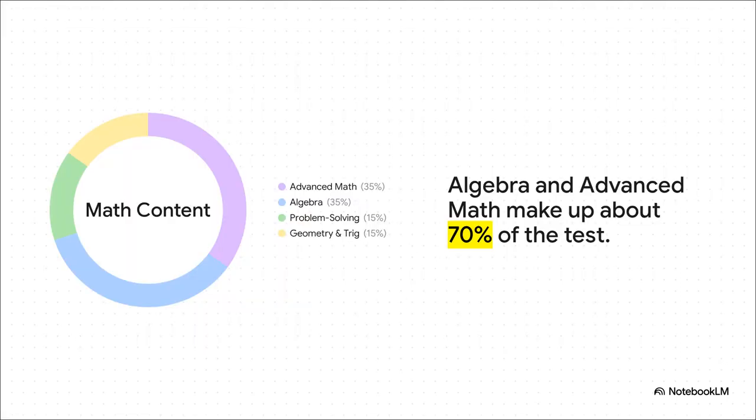So you might be asking, where should I even start studying? Well, the test gives you a huge clue. It is overwhelmingly about algebra and something the College Board calls advanced math. You know, stuff like functions and quadratics. Together, those two things make up a whopping 70% of the questions you'll see. The other 30% is a mix of geometry, some trig, and data analysis. This isn't just a random list of topics, it's your blueprint for where to focus your time.